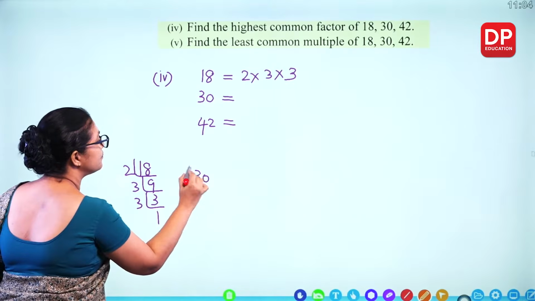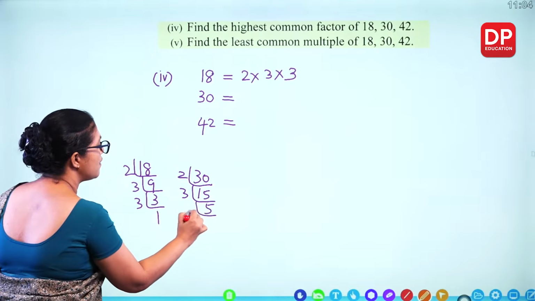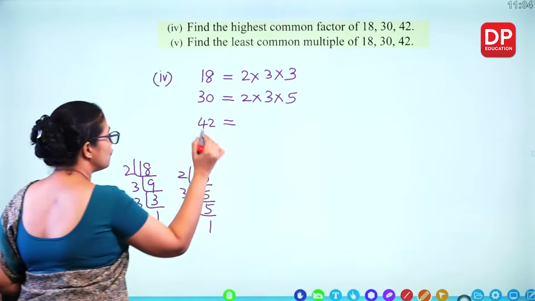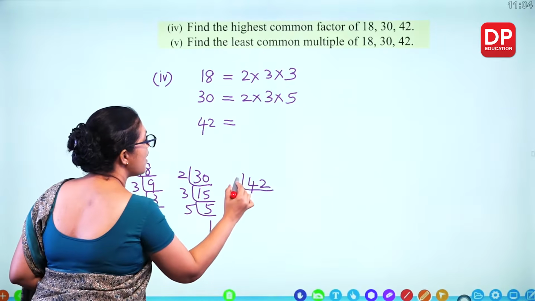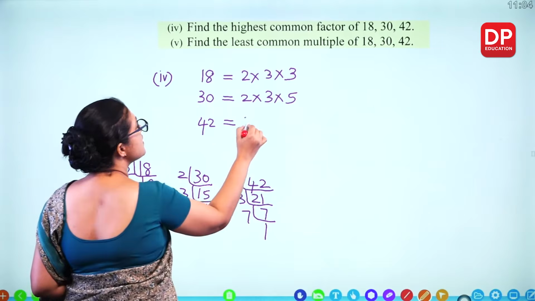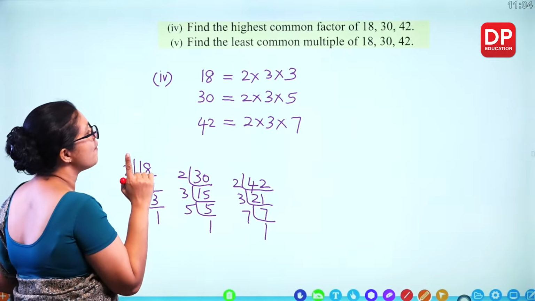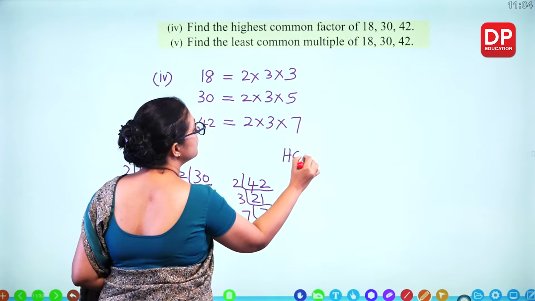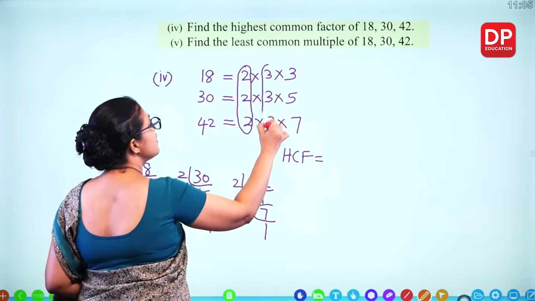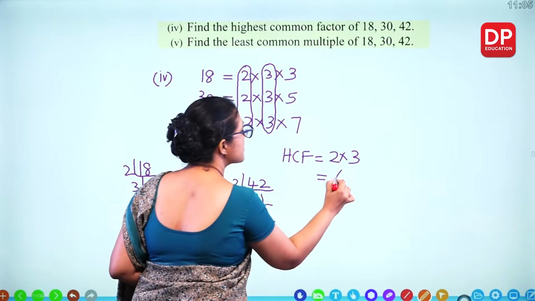Factors of 30. 15, divide by 3 and 5. 2, 3, 5. 42, divide by 2, divide by 3. 2, 3, 7. Now to get the highest common factor, you find out all the common factors. 2 is common, 3 is common. So what's the highest common factor? 2 times 3, that's 6.